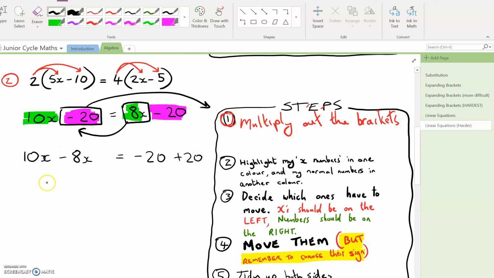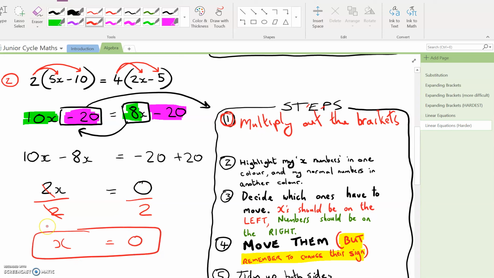10x minus 8x is 2x. Minus 20 plus 20 is 0. Divide both sides by the number in front of x. That'll cancel with that. You're left with x is equal to 0. Okay, that can happen. And that's my answer to that one.